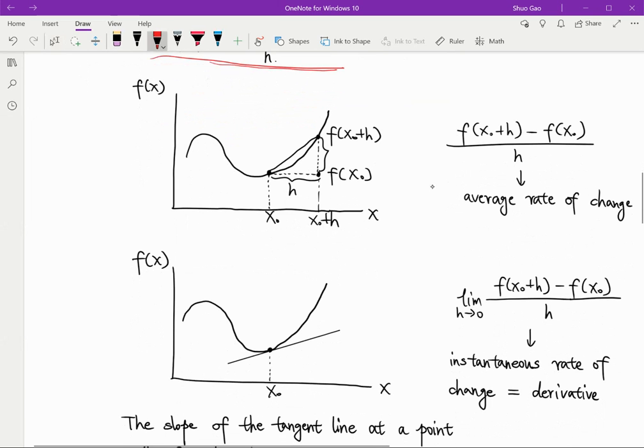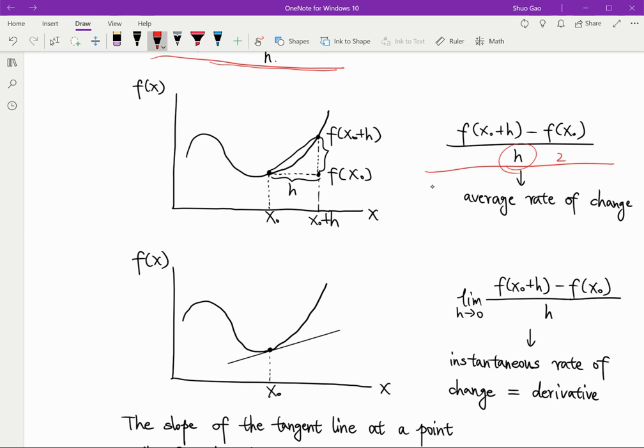In the first graph, we assume that h is a large positive number, and so we don't take the limit. We just assume h is some constant positive number, right? This is called the average rate of change. Because h is some positive number, for example, h equals 2, the change of the function value in the h interval is called the average rate of change.